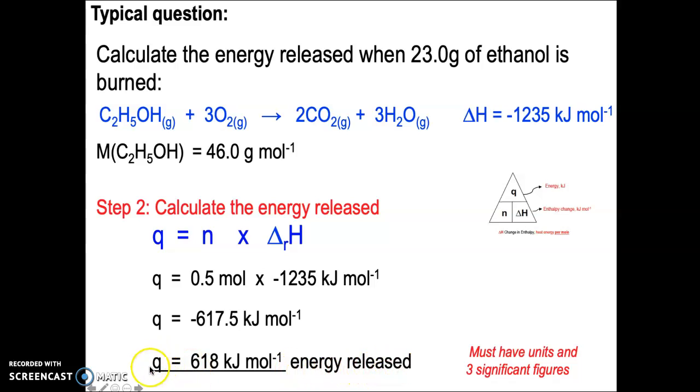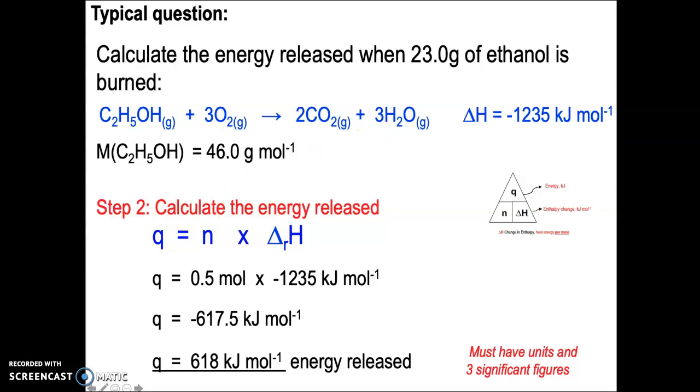For a Q value, I don't want to see a plus or a minus. I want to see the words energy released. If it's endothermic, I would see the words energy absorbed. And the reason we've got this second line is I've tidied up what was 4 significant figures down to 3, and that there is your energy released when you burn 23 grams of ethanol.